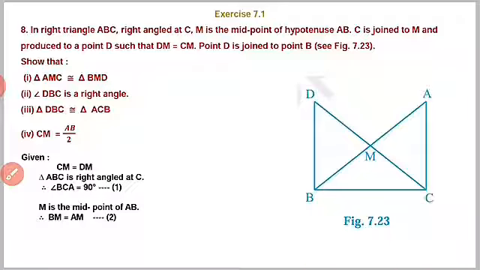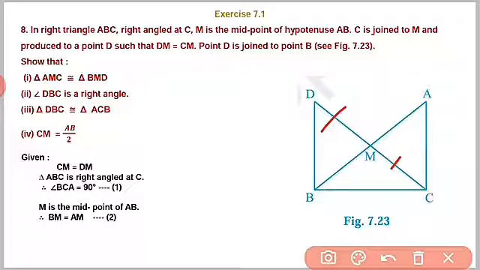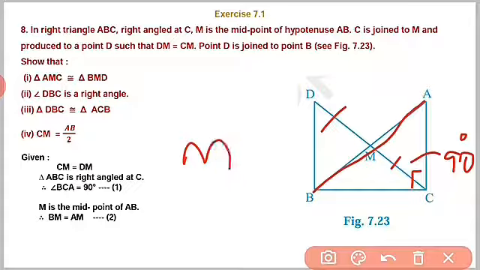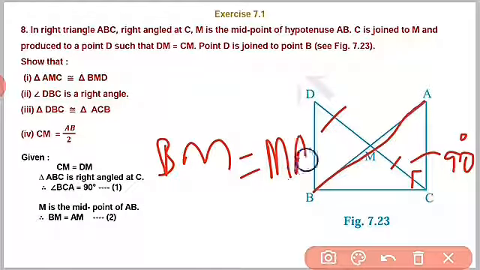So let's start. It is given CM is equal to DM and it is right angled at C. That means this angle is 90 degrees. M is the midpoint of AB. That means BM is equal to MA or AM.